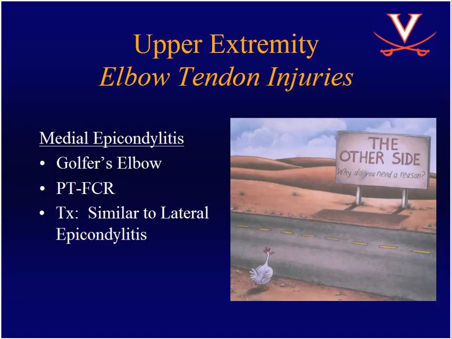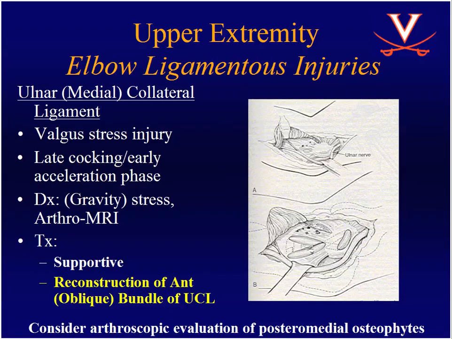Other side, medial epicondylitis, golfer's elbow. This involves the pronator teres and the FCR, with similar treatment. Ulnar or medial collateral ligament injuries: the Birmingham operation reconstructs the ulnar collateral ligament, and especially occurs in pitchers. The problem with this is it's difficult to make the diagnosis.